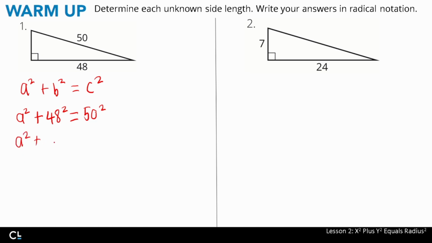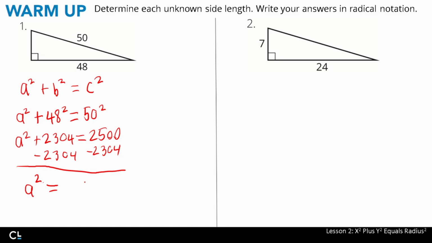So when we square 48, we get a squared plus 2,304 equals 2,500. And what we have to do now is solve for a. So we're going to subtract 2,304 from both sides, and that's going to give me a squared. Whoops, that's a squared. A squared equals, I apologize everybody, I'm not organized right now. When we subtract 2,500 minus 2,304, we get 196.